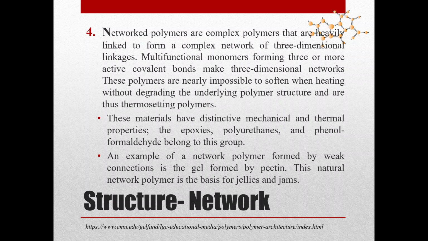An example of a networked polymer formed by weak connections. Such a network can also be formed by weak connections, unlike the ones that we just mentioned, wherein covalent bonding is there. If we have weak connections, then it will form a networked polymer, something like a gel formed by pectin. This natural network polymer is the basis for jellies and jams.